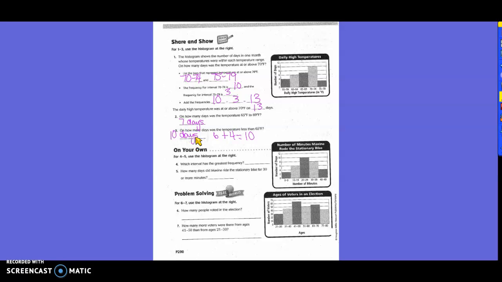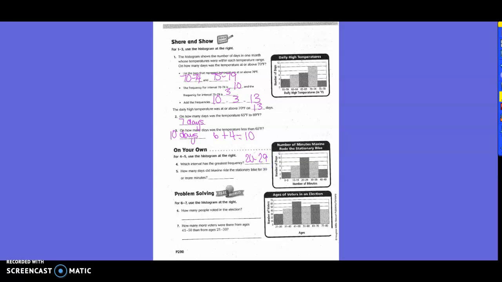On your own, for 4 through 5, use the histogram at the right. Which interval has the greatest frequency? We need to look and see which interval has the tallest bar. And the tallest bar is the 20 to 29 interval.